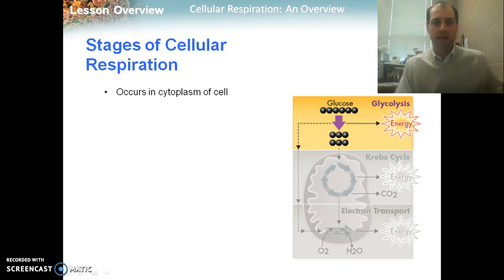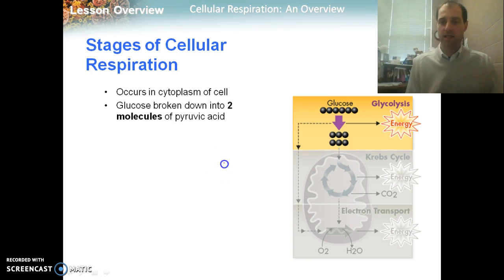First is glycolysis. And this occurs, as I said, in the cytoplasm of the cell. Glucose is broken down into 2 molecules of pyruvic acid. So these molecules right here are pyruvic acid. And you can see that basically we've just taken glucose and broken it in half.